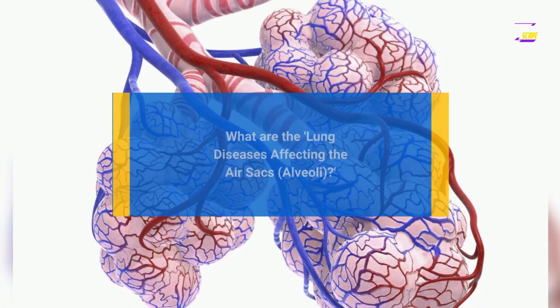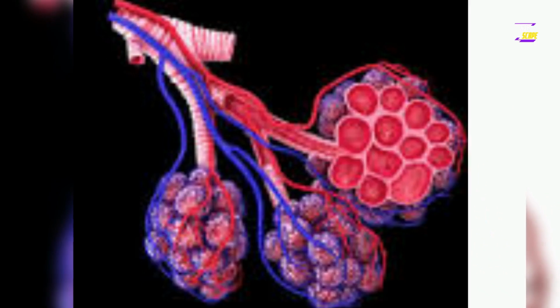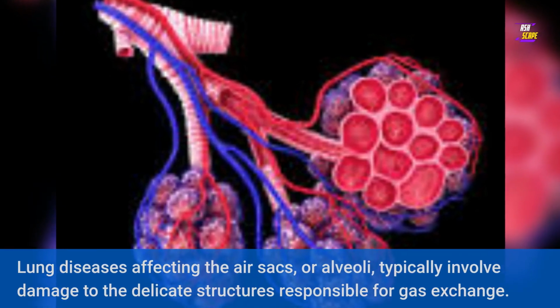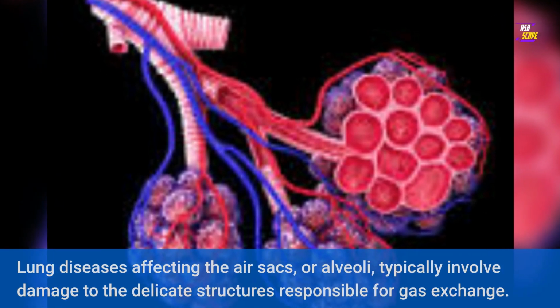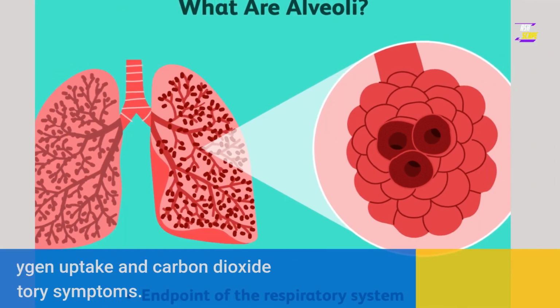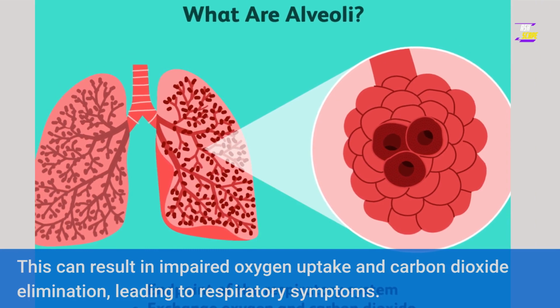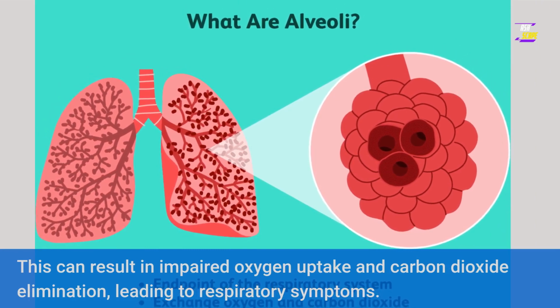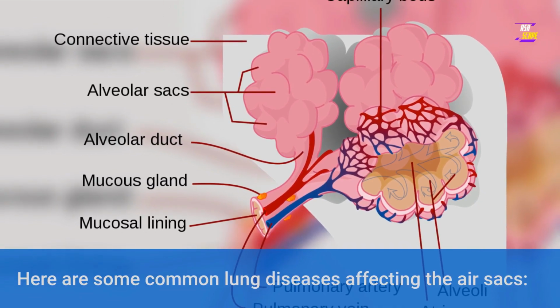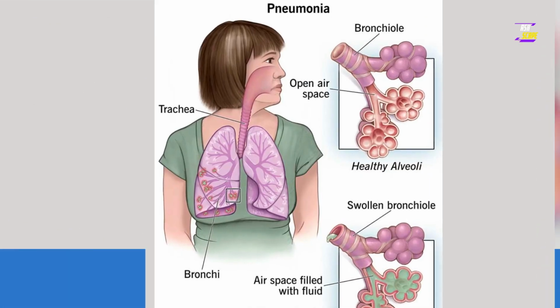What are the lung diseases affecting the air sacs, alveoli? Lung diseases affecting the air sacs, or alveoli, typically involve damage to the delicate structures responsible for gas exchange. This can result in impaired oxygen uptake and carbon dioxide elimination, leading to respiratory symptoms. Here are some common lung diseases affecting the air sacs.